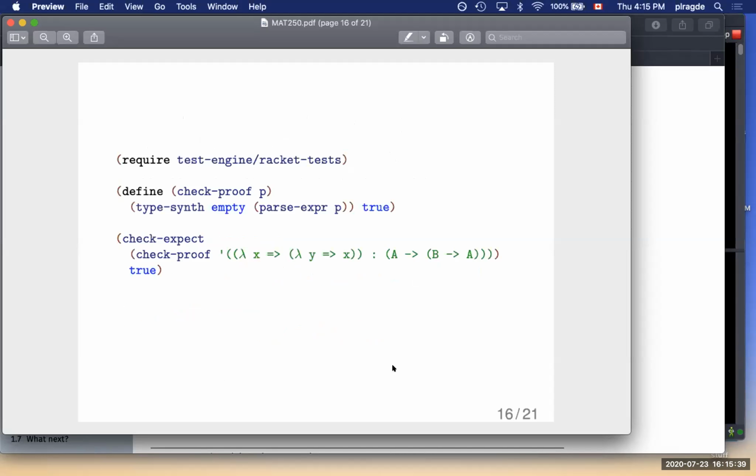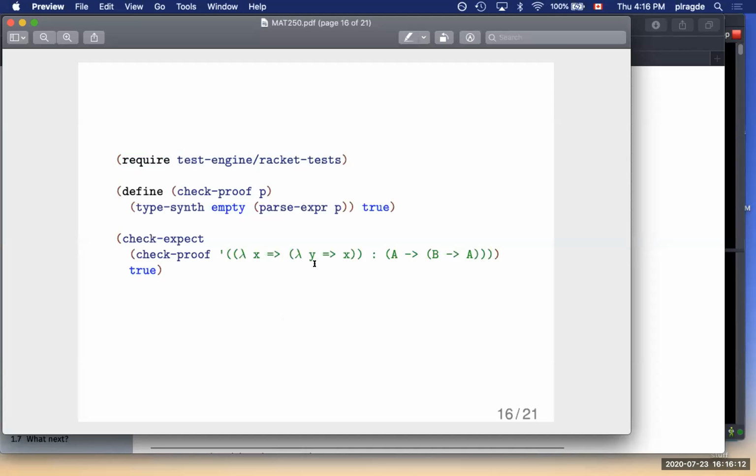So I said I wasn't going to show you any code, but here's a little bit of code just to give you a flavor of how we do things. In full Racket, check-expect is not predefined. That's built into the teaching languages, but there's a library which has check-expect in it. And so here's the magic invocation, which calls up the test engine library and subdirectory racket tests, which gives us check-expect.